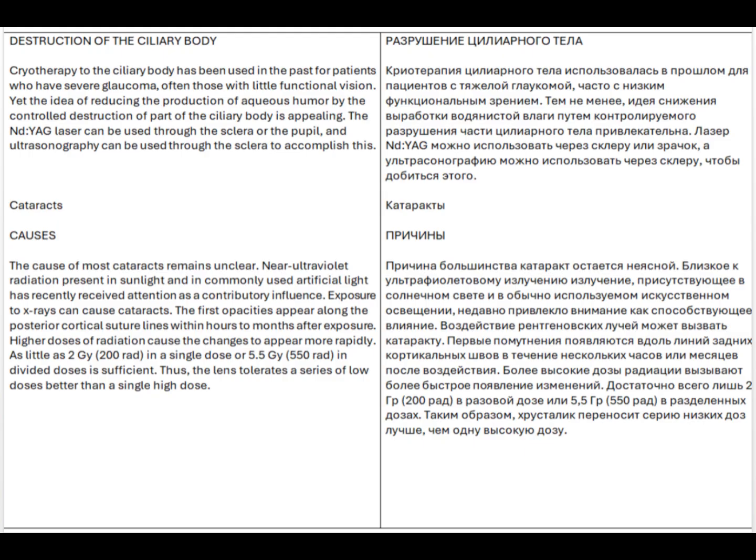As little as 2 Gy, 200 rads, in a single dose, or 5.5 Gy, 550 rads, in divided doses is sufficient. Thus, the lens tolerates a series of low doses better than a single high dose.